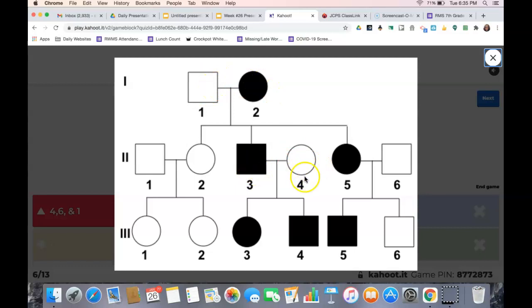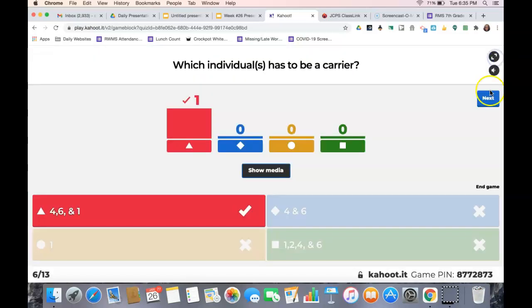Then the same for these parents right here. Their children have the recessive trait, which means they have 2 little letters, which means mom had to have given a little letter as well. So she had to be half shaded. And then the same for parent number 6 as well. The mom has the recessive trait, and they have a child that has the recessive trait, which means mom gave 1 recessive and dad had to have given a recessive. So 1, 4, and 6 would all be carriers.